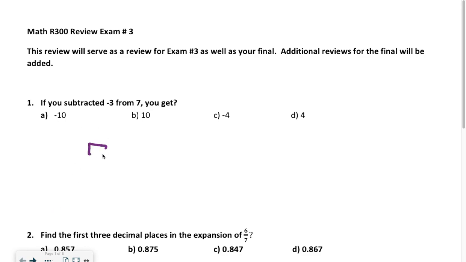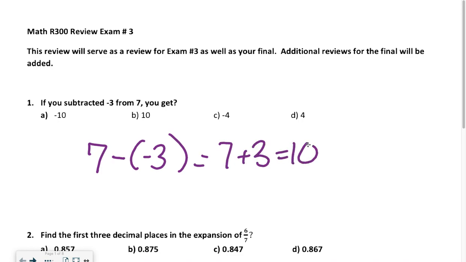If you subtract negative 3 from 7, what do you get? So remember, no calculators are allowed. This would be 7 plus 3, which is 10. Subtracted from means the second minus the first.